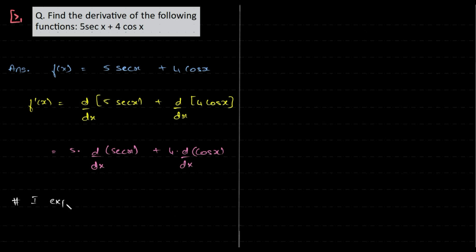we have to do it as a separate question. So what is the derivative of secant x? Here the derivative of secant x will be equal to the derivative of 1 by cos x, since 1 by secant x is cos x.